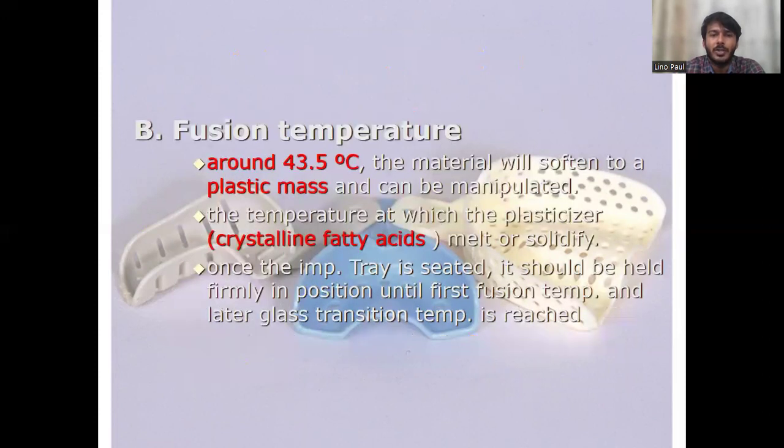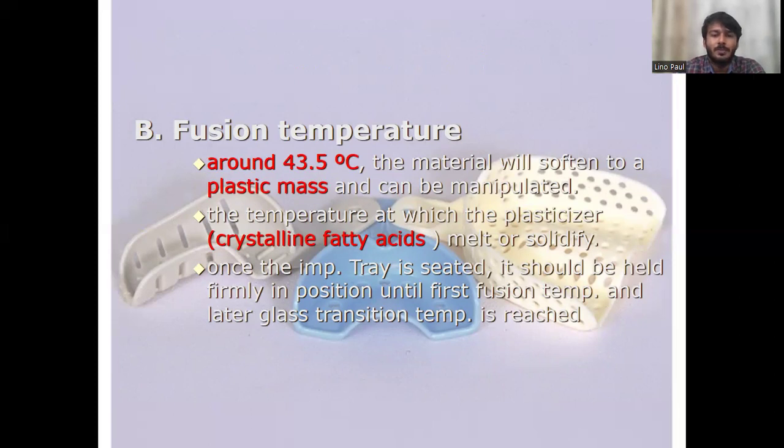While the fusion temperature, which is around 43.5 degrees Celsius, is the temperature at which the material will soften to a plastic mass and can be manipulated. So at the glass transition temperature, it is not completely plastic, while at the fusion temperature, it is completely plastic. It is the temperature at which the plasticizer melts or solidifies. Below the fusion temperature, it will start solidifying.